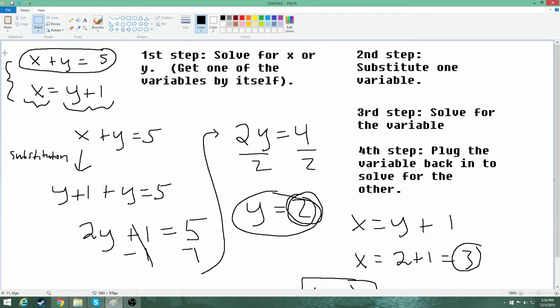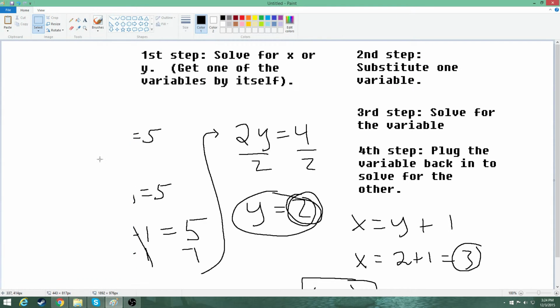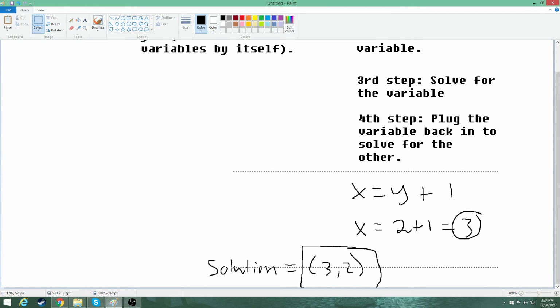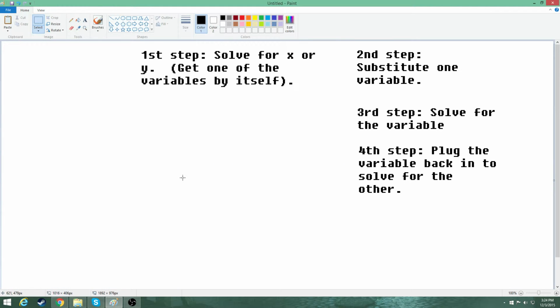So let's try another one. Okay, I'll try not to erase the steps. All right, so this one, we'll do this problem right here. This problem is 3x plus 4y equals 2, and negative 2x plus y equals negative 5.